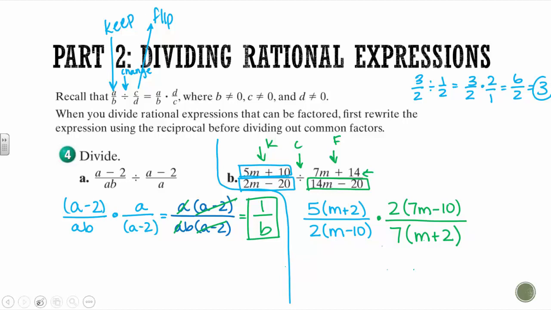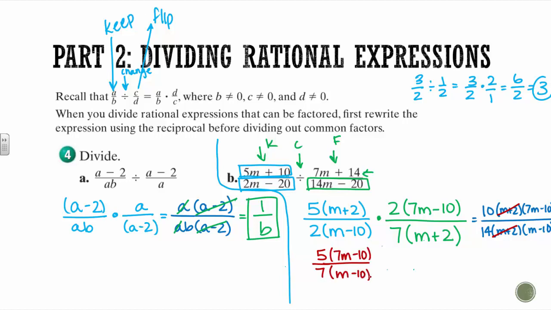So then when we multiply these guys together, you multiply everything on top, so multiply your numbers together. Then we have m plus 2 times 7m minus 10. Then in the denominator we have 2 times 7, 14, m plus 2 times m minus 10. And then we see what can cross off. 10 over 14 simplifies to 5/7. And then both of these have an m plus 2. So then on the top here I have 7m minus 10, and on the bottom I have m minus 10.